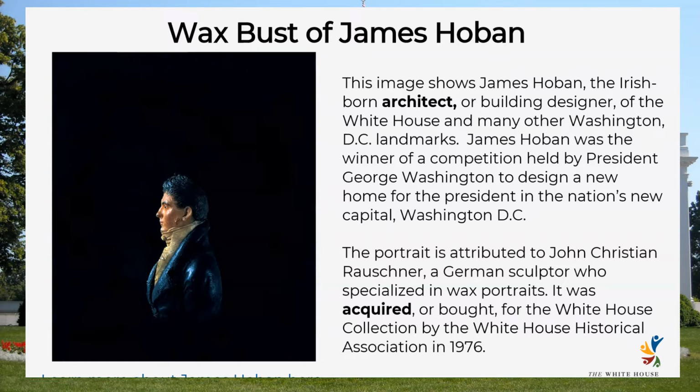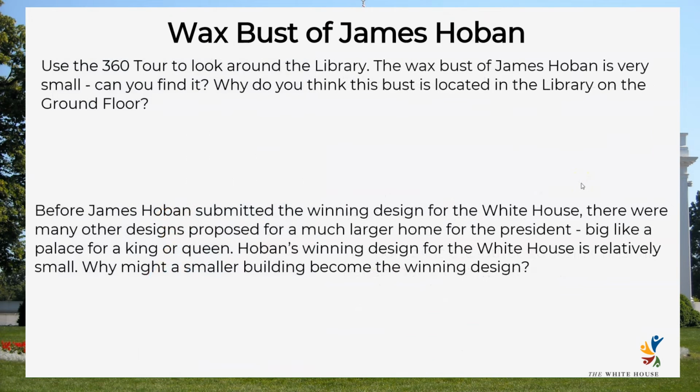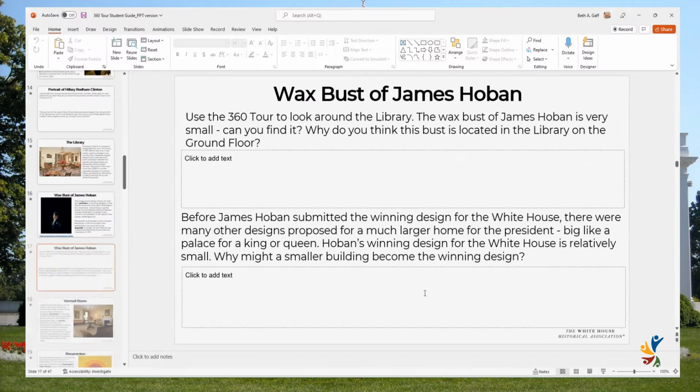The portrait is attributed to John Christian Rauschner, a German sculptor who specialized in wax portraits. It was acquired, or bought, for the White House collection by the White House Historical Association in 1976. And there is a link down here that you would be able to click on to learn more about James Hoban. So here are some questions that are affiliated. Let's take a look at the library.